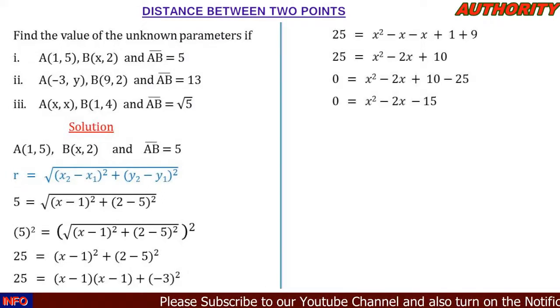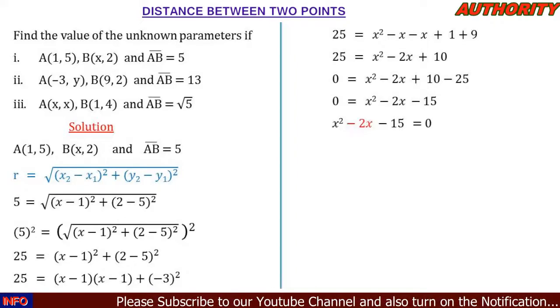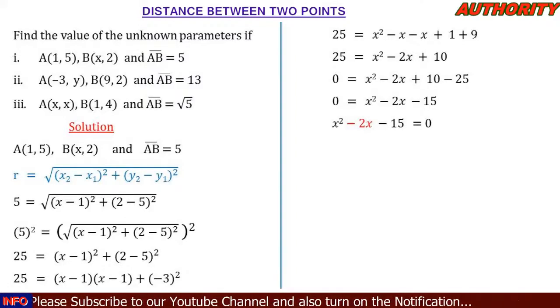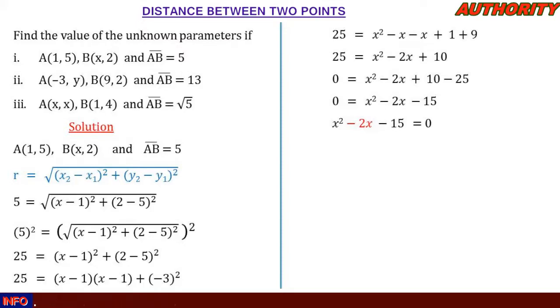And then you know that it's the same thing as saying x squared minus 2x minus 15 is equal to 0. Now let's factorize this. We're going to ask ourselves a question: what are the two numbers that when you add them together you're going to have minus 2, and when you multiply them you're going to have minus 15? So the two numbers are 3 and minus 5. When you say 3 minus 5, it's going to give us minus 2. And when you say 3 times minus 5, it's going to give us minus 15.